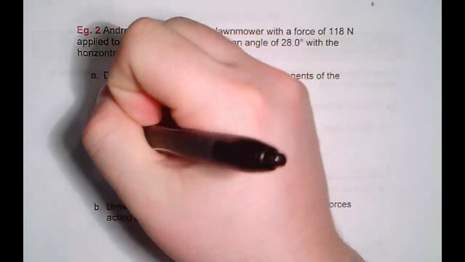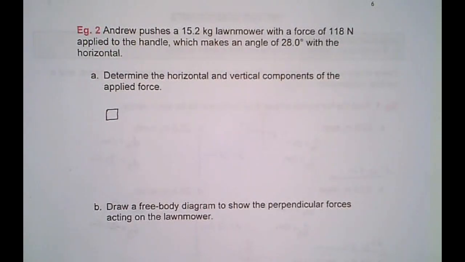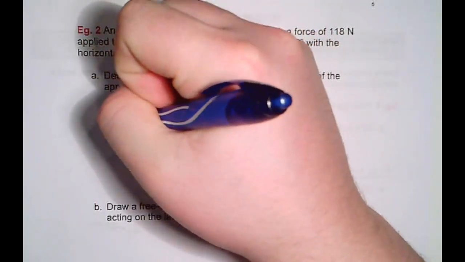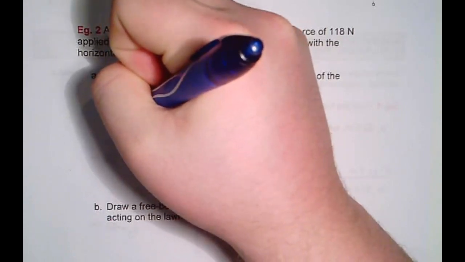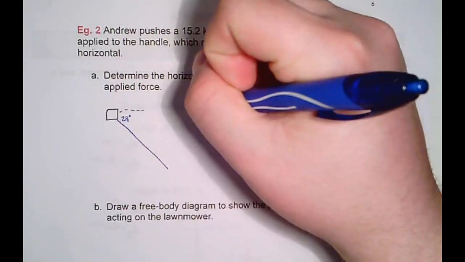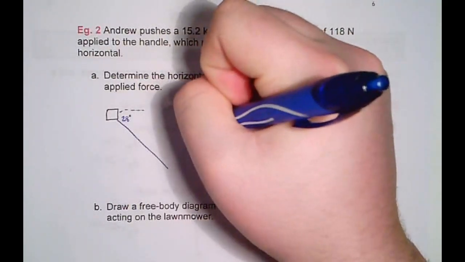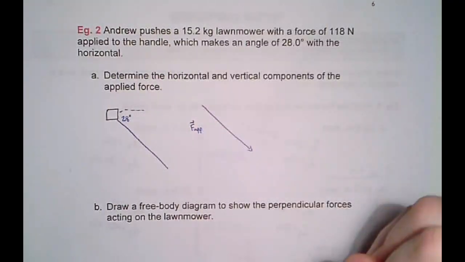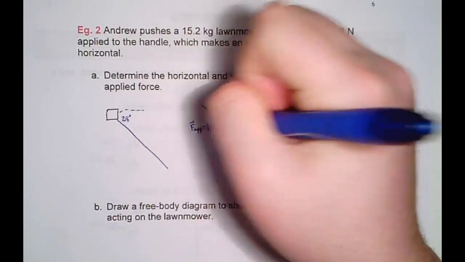If we're drawing this to visualize, we can have the handle right there. That is right where Andrew is pushing the lawnmower. The angle he's pushing the lawnmower with, that's the handle, this is 28 degrees. So to do this as a free body diagram, we have that there. That's his applied force. That is what he's pushing down on the lawnmower with. That is a value of 118 newtons.